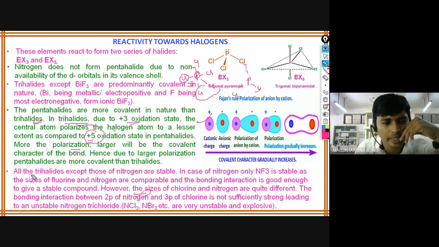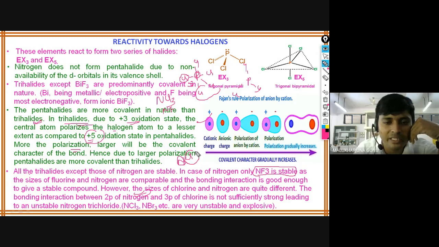This point also we will see. All the trihalides except those of nitrogen are stable. Nitrogen halides are not so stable, like NCl3, but NF3 is stable. In the case of nitrogen, only NF3 is stable, because of the size. Nitrogen and chlorine, again the size difference will be there.